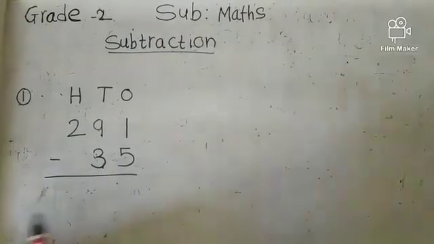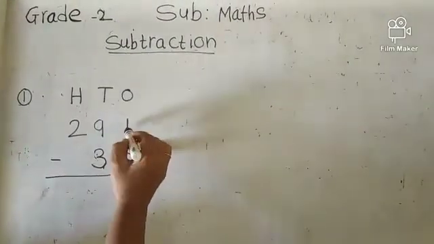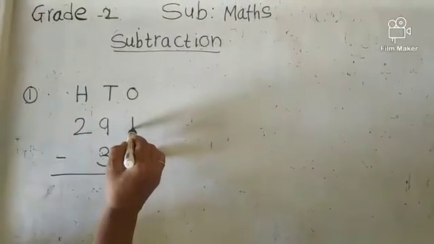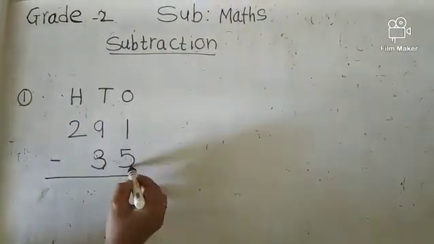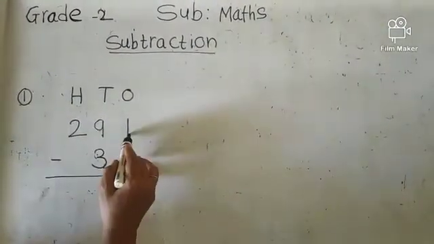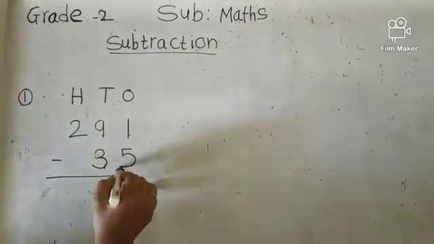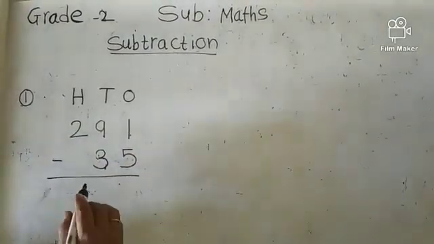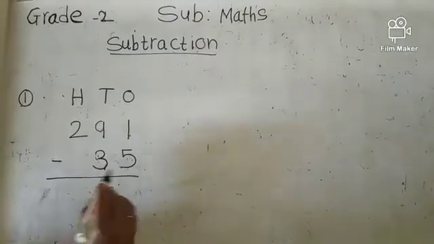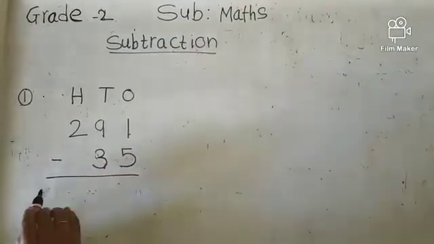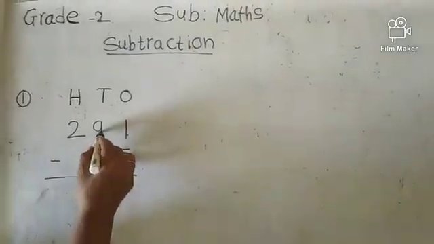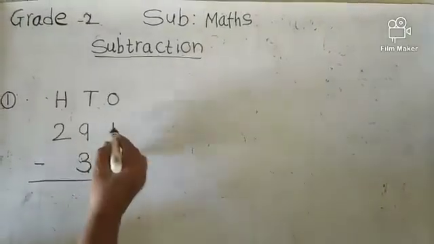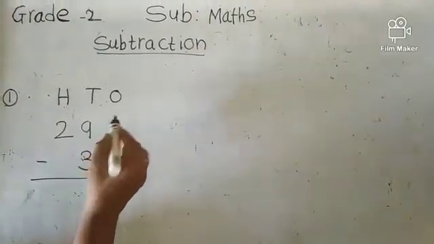First, we will do subtraction of ones place. Here is 1 and we have to subtract 5 from 1. But 1 is smaller than 5. So, we have to make regroup or borrow. We will borrow 1 tens to ones place.